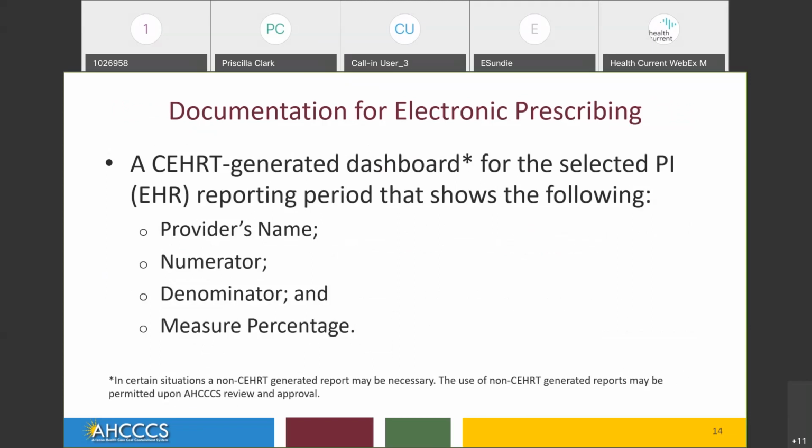Documentation for Objective 2, electronic prescribing. A CERT-generated dashboard for the selected PI reporting period that shows the following: the provider's name, the numerator, the denominator, and the measure percentage. Keep in mind that in certain situations, a non-CERT generated report may be necessary. The use of a non-CERT generated report may be permitted upon access, review, and approval.